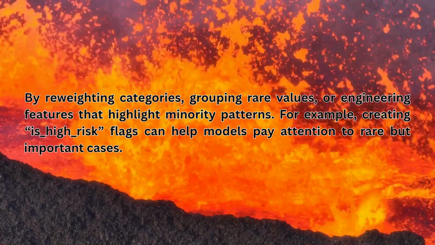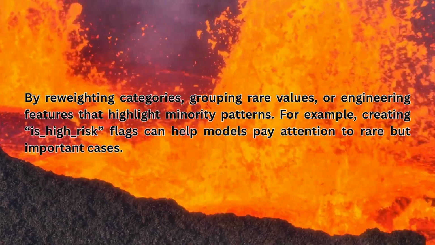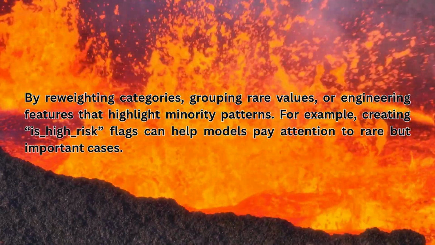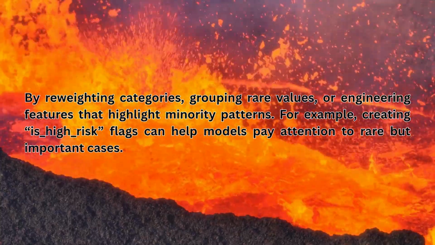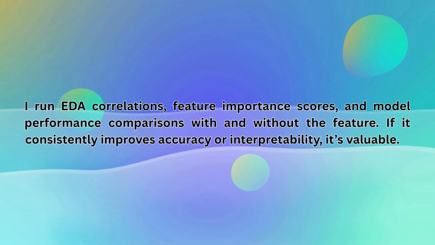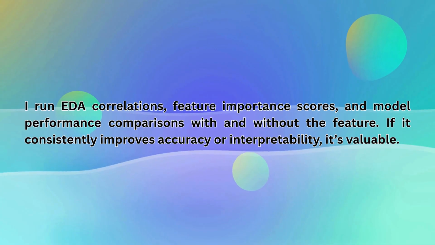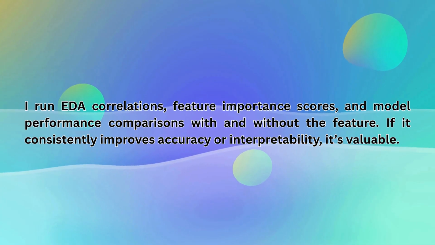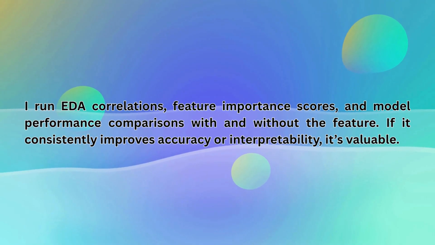By reweighting categories, grouping rare values, or engineering features that highlight minority patterns. For example, creating is-high-risk flags can help models pay attention to rare but important cases. How do you validate the usefulness of engineered features? I run EDA correlations, feature importance scores, and model performance comparisons with and without the feature. If it consistently improves accuracy or interpretability, it's valuable.